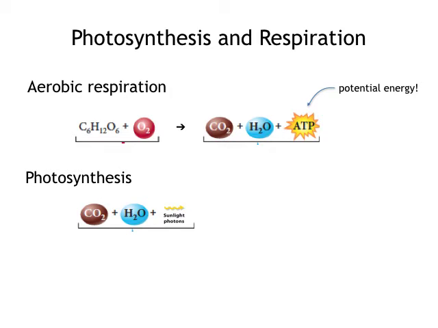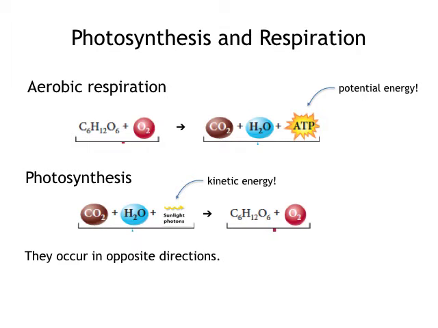Now in photosynthesis, plants are taking in carbon dioxide from the atmosphere, water from the roots, and using sunlight as a source of energy in order to make glucose. So sunlight is kinetic energy. And this makes glucose and releases oxygen as a byproduct. So you'll see that they're the reverse of each other. They occur in opposite directions. So if you learn one, you'll know the other.